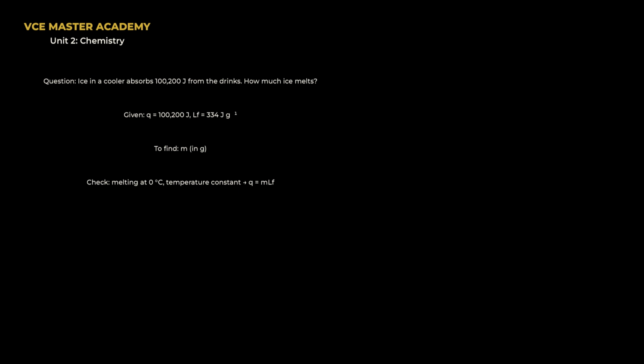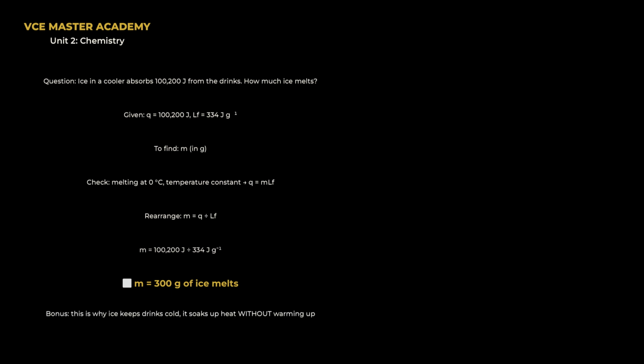So Q equals mLF. But we want m, so we rearrange. Divide both sides by LF. m equals Q divided by LF. 100,200 divided by 334. Watch the units. Joules divided by joules per gram gives grams. The units confirm we're finding a mass. That's exactly 300 grams of ice melted.